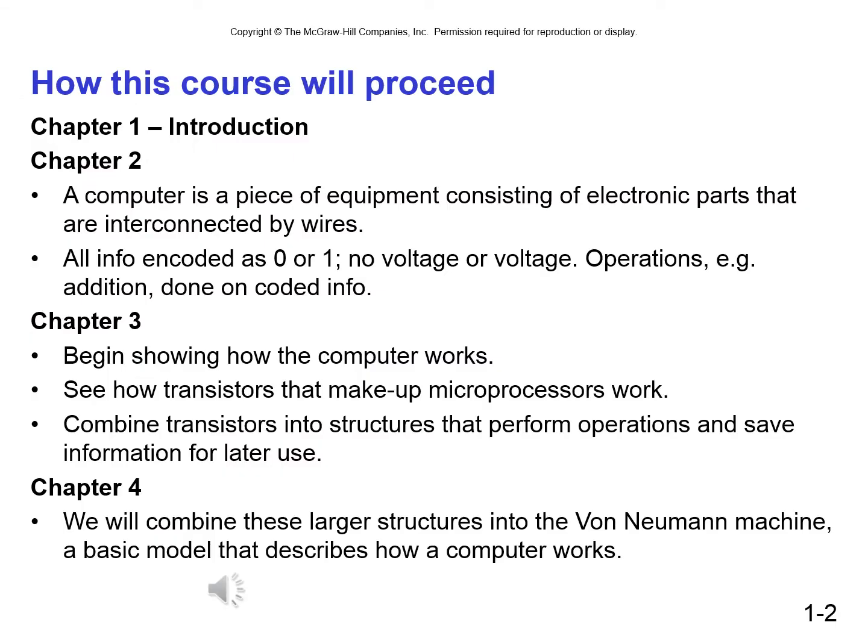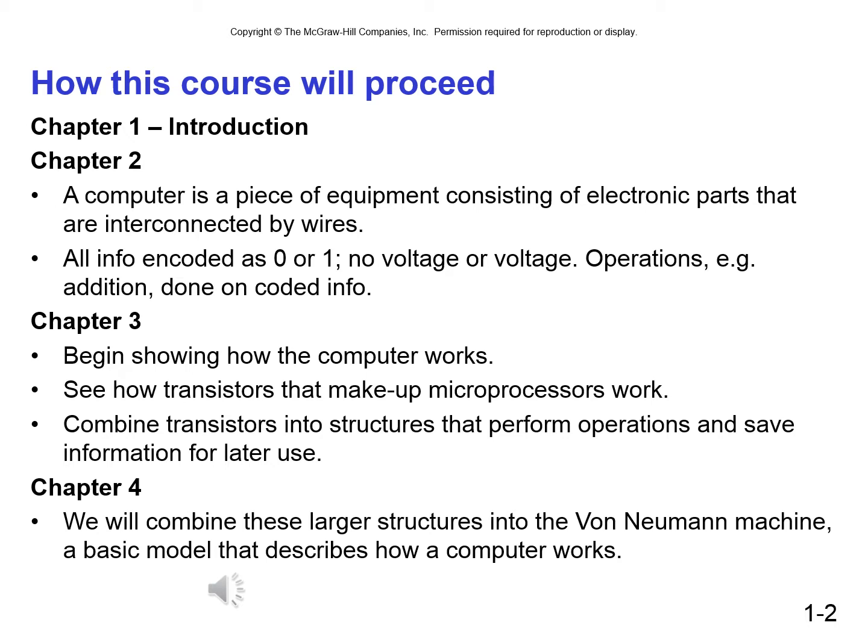So this course will proceed through various sections, components, modules. We'll talk about, in Chapter 2, a computer and how it processes information. We'll start to associate 0 and 1 with on and off, or the binary numbering system.